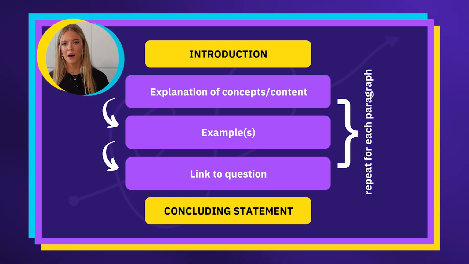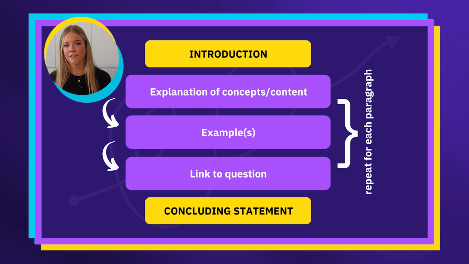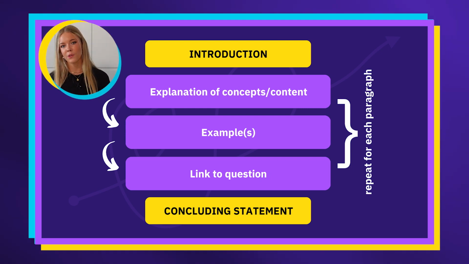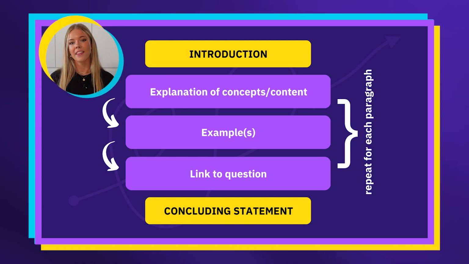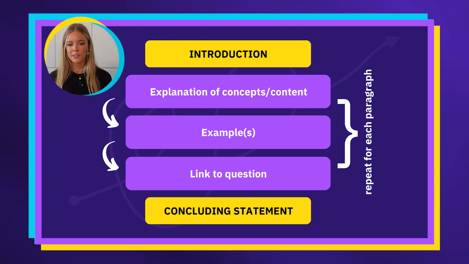today we're going to be breaking down how to answer a 12-mark response in PDHPE. The general structure for a 12-mark response should begin with a brief introductory statement, which is 1 or 2 sentences long. Then, for each body paragraph, you should include an explanation of concepts and content, examples, and a link to the question. Now, the number of paragraphs you write completely depends on what area of the syllabus you're covering.